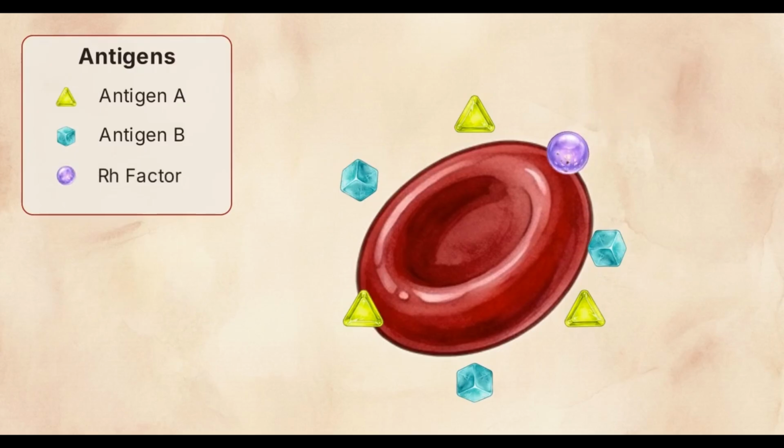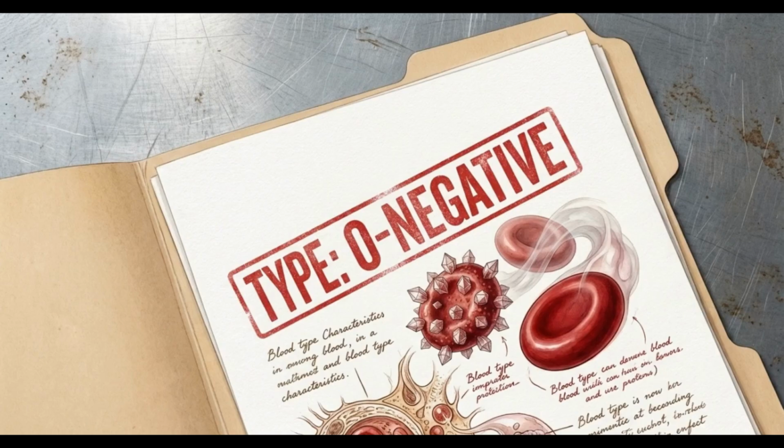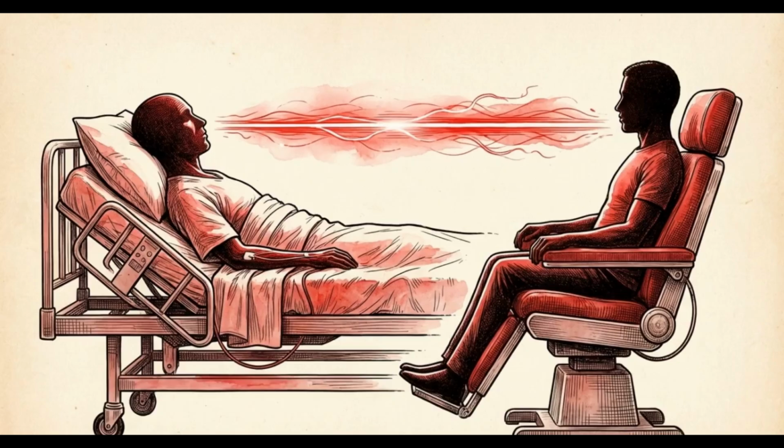A second layer is the Rh factor. If present, the type is positive. If missing, it is negative. Your specific combination of A, B, and Rh forms a strict classification. That profile dictates exactly whose life you can save and who can save yours.